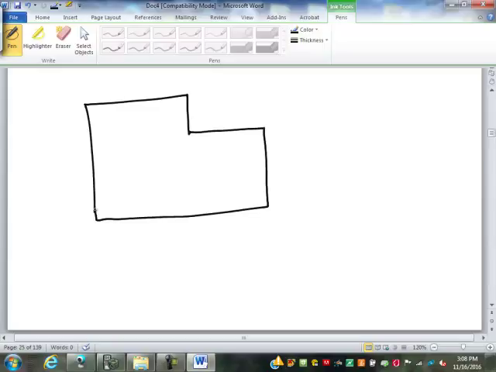Now on that example, there was only one way to find the area. We had to find the area of the two smaller pieces and add them together. In this example, let's say that this is 28 inches by 15 inches here, and this piece here we'll call 12 inches by 5 inches.